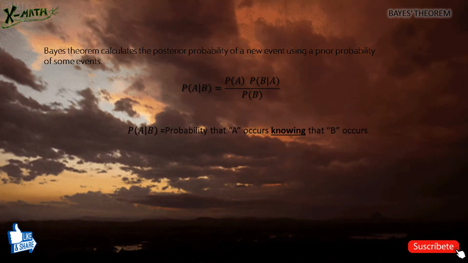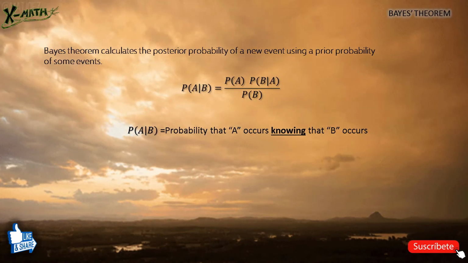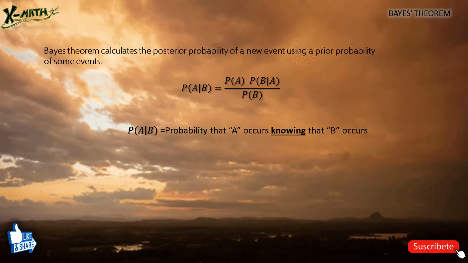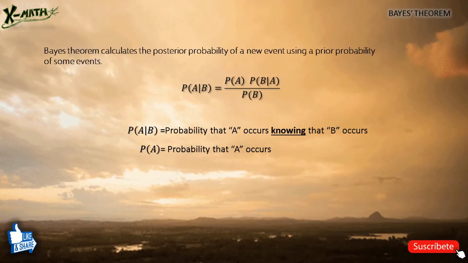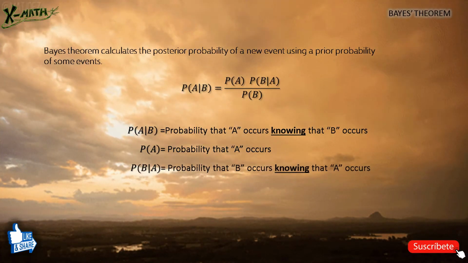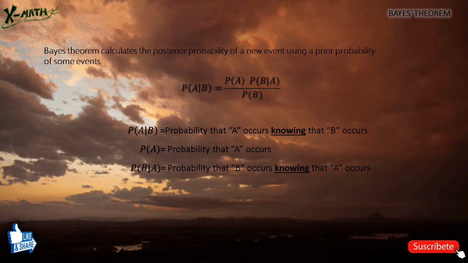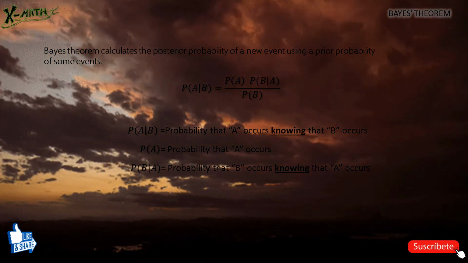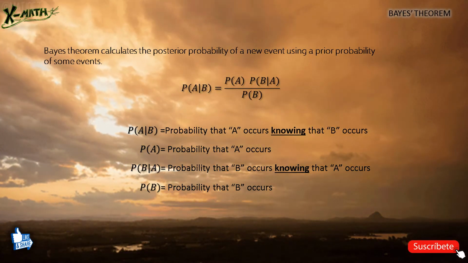Let's explain it step by step. First, we have probability A over B, which means the probability that A occurs knowing that B happens. Then on top we have the probability of A, the probability that the event A occurs. Then we have the probability of B given A, which is the opposite: the probability that B happens knowing that A already did. And at the bottom we have the probability of B, which is the probability that the event B occurs.